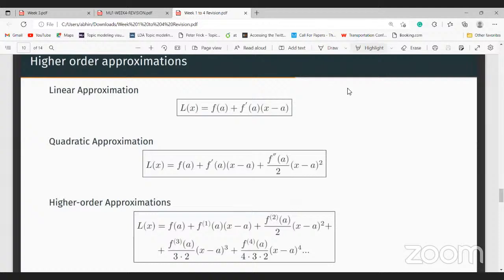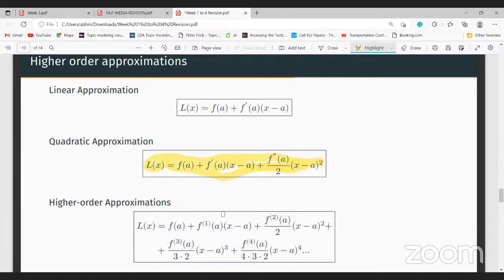this particular equation is nothing but the Taylor series. Taylor series gives me higher order approximation. If you know Taylor series, right? Yes, sir. Any doubt? No, sir. Clear.